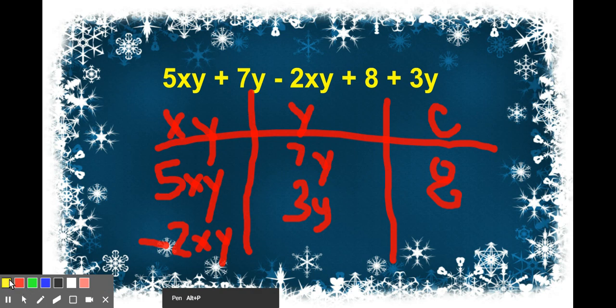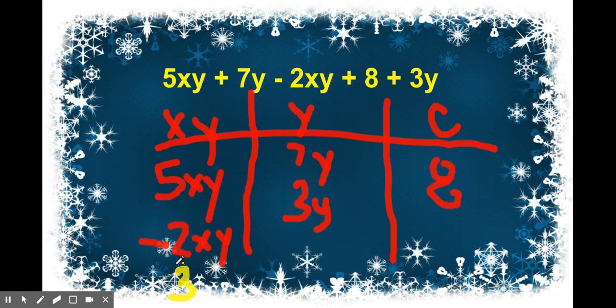Now I can go ahead and combine each term in my column. So 5xy minus 2xy, which gives me 3xy. 7y plus 3y will give me 10y. And then I just have a positive 8 left. So I tag on my positive 8.